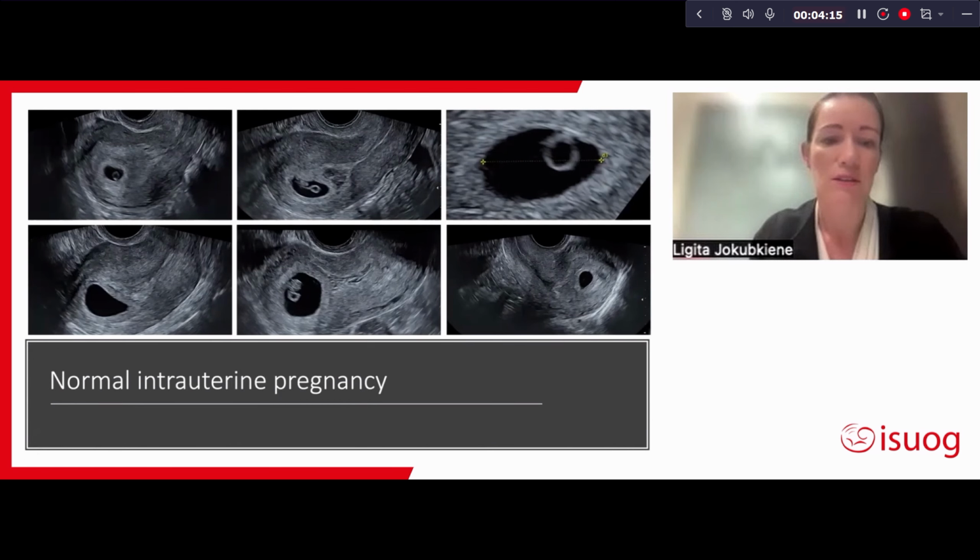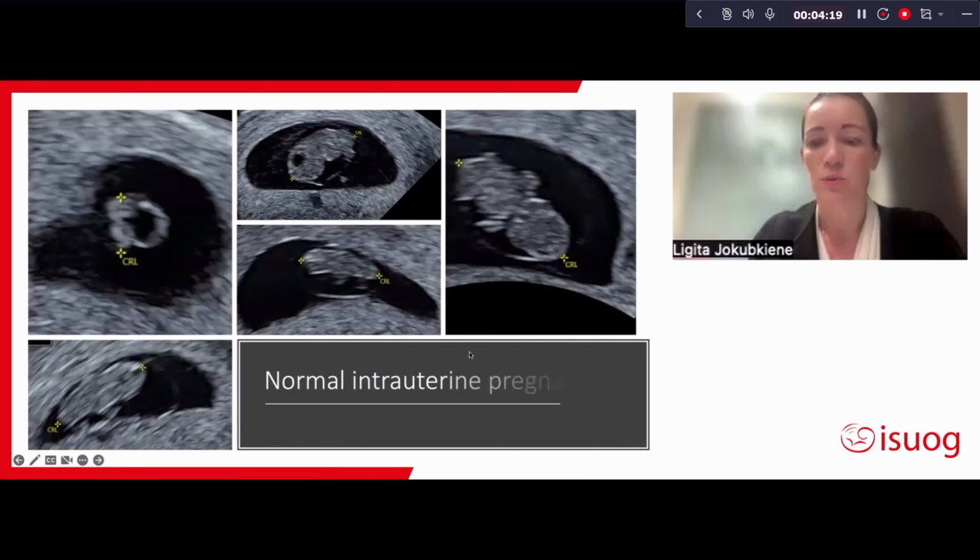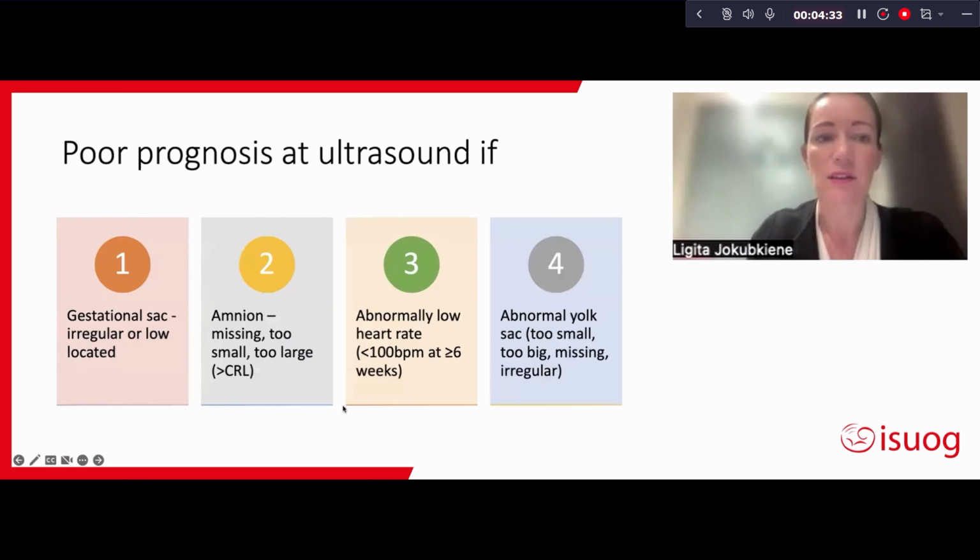Here you see a series of normal intrauterine pregnancies, and here as well with advancing gestational age, we can also see the measurement of the crown rump length of the pregnancies, depending on which week we are. And of course, in larger embryos, we can also see the heartbeat at ultrasound.